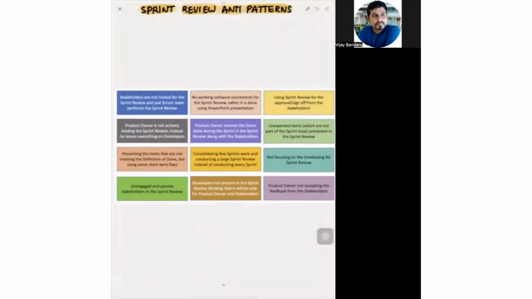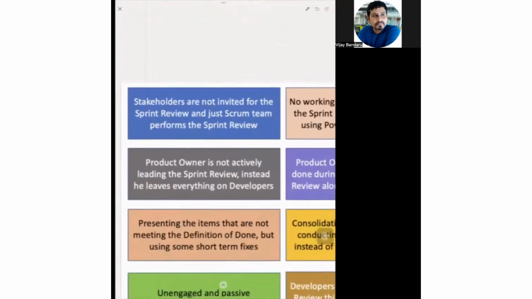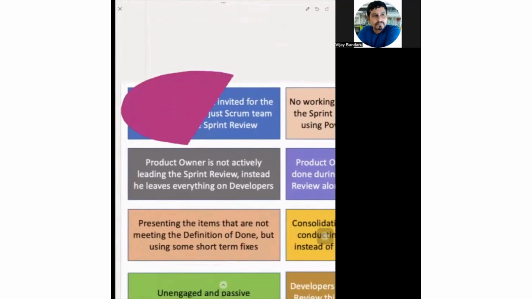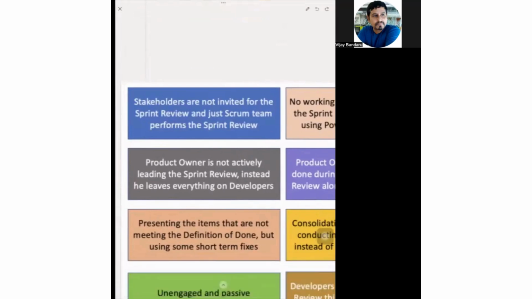So these are some anti-patterns which we should avoid. A few things: stakeholders are not invited to the sprint review, or just the Scrum team performs the sprint review. This is an anti-pattern. The reason being, the feedback should be received from the people who are actually going to use the product. The real feedback comes from the real users. So if you are doing the sprint review without the stakeholders and users or customers, there is a high probability that the product may turn into a wrong product.